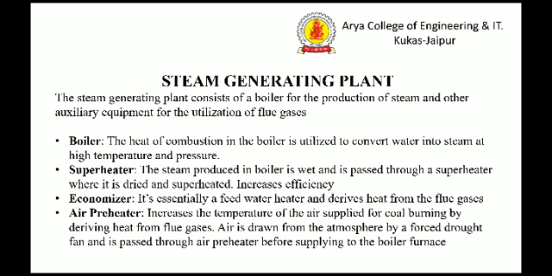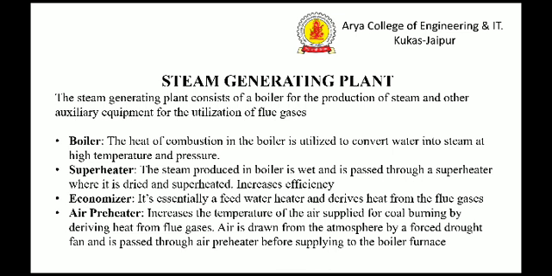What happens in the steam generating plant? The steam generating plant consists of boiler, superheater, economizer, air preheater. In the boiler, the heat of combustion is utilized to convert water into steam at high temperature and pressure. In the superheater, the steam produced in the boiler is wet and is passed through a superheater where it is dried and superheated, which increases efficiency.